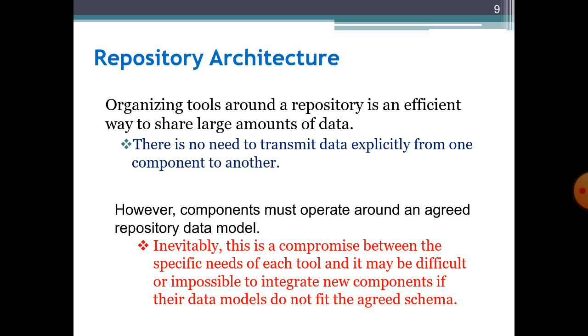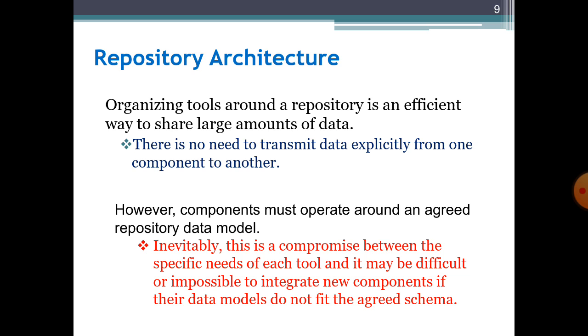So students, we don't need to transmit data explicitly from one component to another, because all of these components are independent of each other. They are not dependent on each other, and all communication will always be conducted via a shared data repository or a central database. That's why we don't need an explicit, clear type of communication.